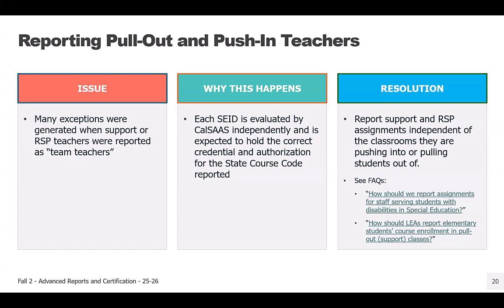So you may, but you're not required to, submit student course section records for students that are receiving the support instruction from these teachers, as long as the job classification code for the teacher is 27, which is pull-out, push-in, itinerant, in which case student course section records are not required for them. And there are a couple of important FAQs listed on the right side of this slide. If you have questions, please refer to those FAQs for more detailed information.